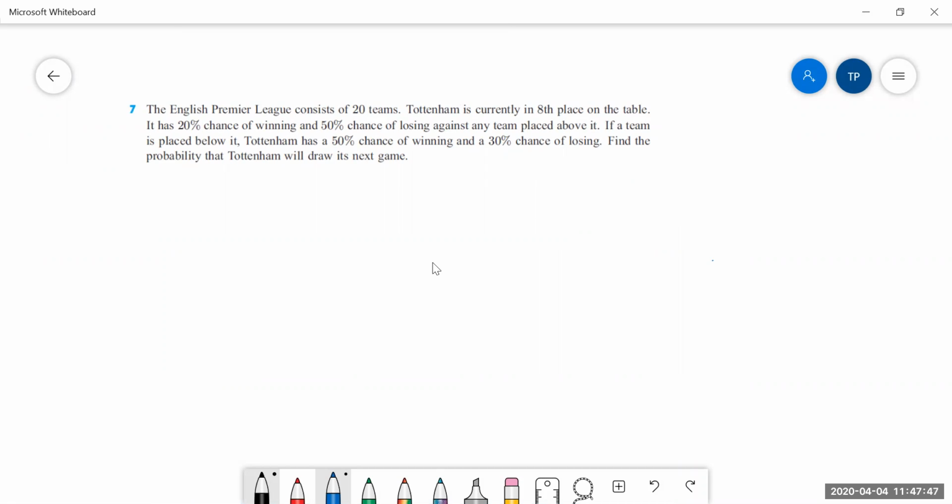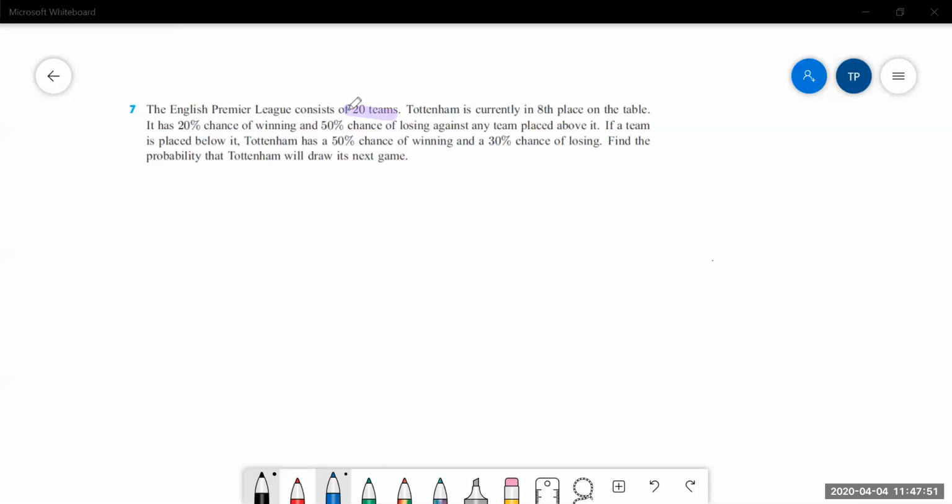So we want to help the brain to register the information. We have 20 teams. Currently placed 8th. It has 20% chance of winning, 50% chance of losing. If a team is placed below it, Tottenham has 50% chance of winning and 30% chance of losing. Find the probability that Tottenham will draw its next game.